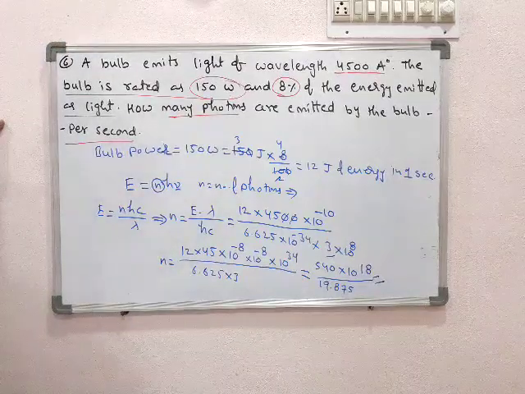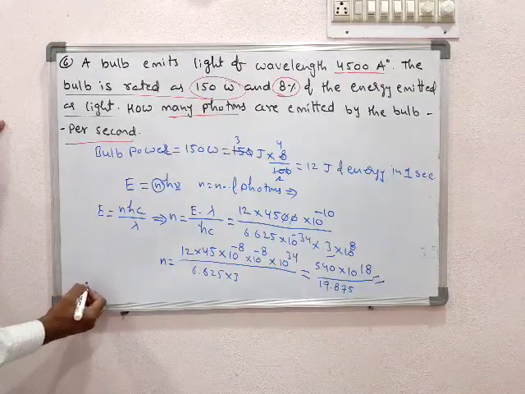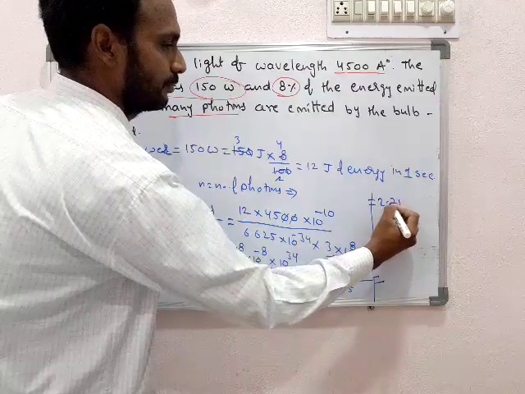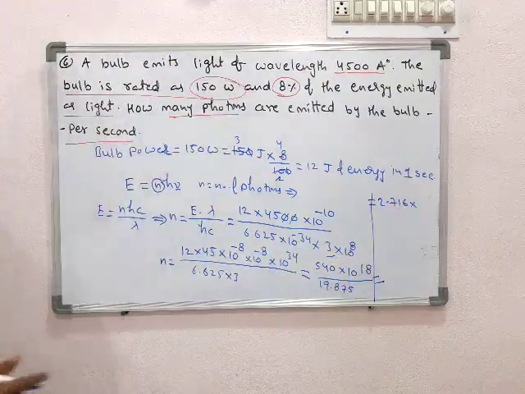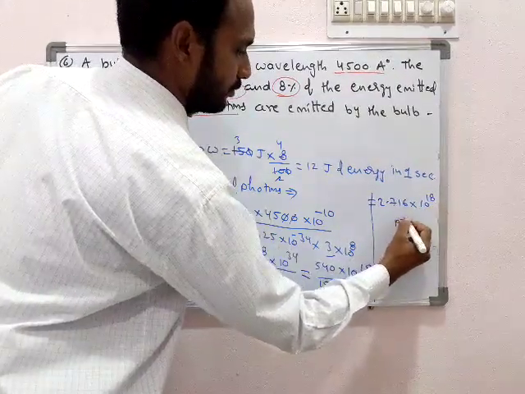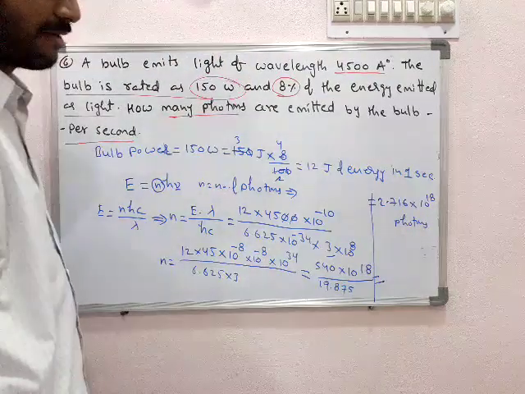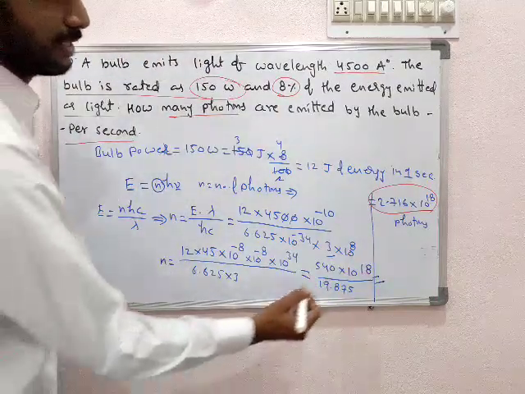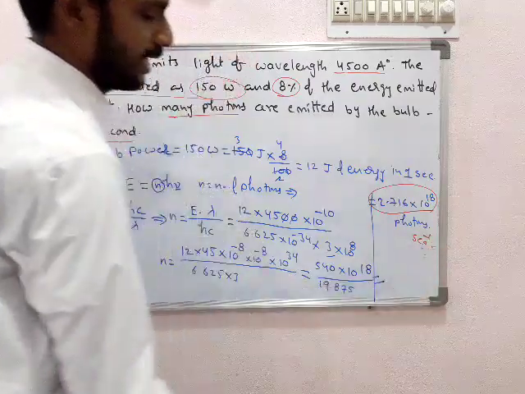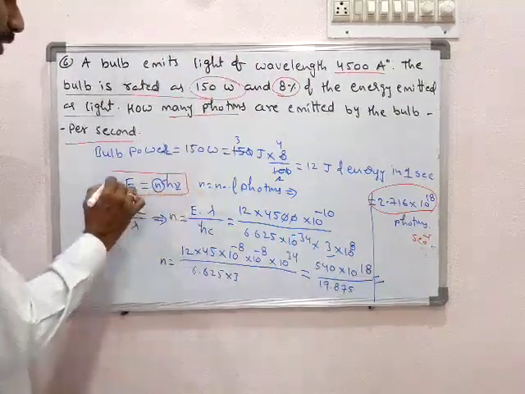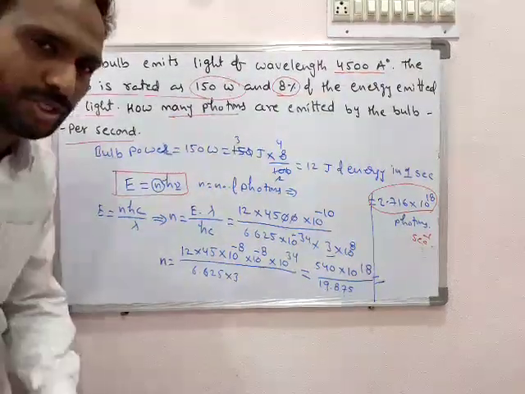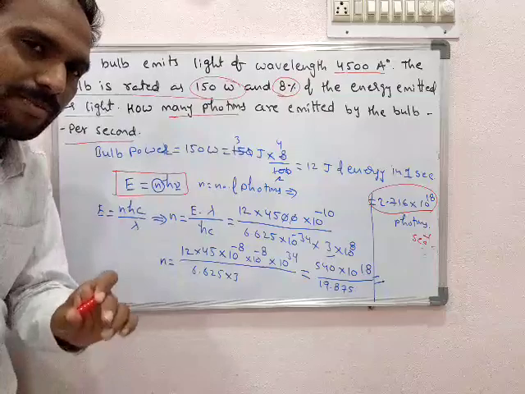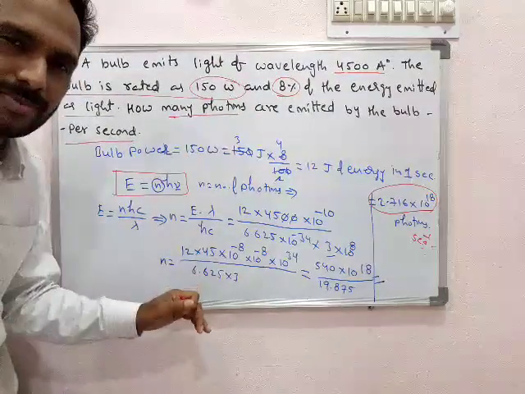6.625 into 3 is 19.875. So approximately, finally we get 2.716 into 10 power 18 photons in 1 second, photons per second. Here we are using directly E equals n h nu. Any time you need to find the number of photons, you can use E equals n h nu every time. But the first two problems were just starting problems, so to understand the concept perfectly we did the total steps in 2 steps.